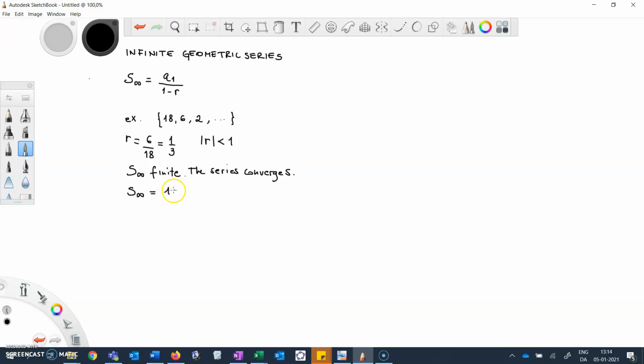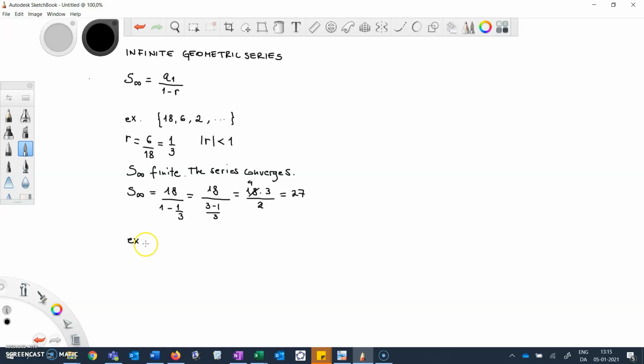So we're going to have 18 divided by 1 minus 1/3. This means that I will have 18 divided by 3 minus 1 over 3, which means 18 times 3 divided by 3 minus 1, which gives me 2. 18 divided by 2 is 9. So 9 times 3, 27. And that's it. The second example I want to present to you is a different example.